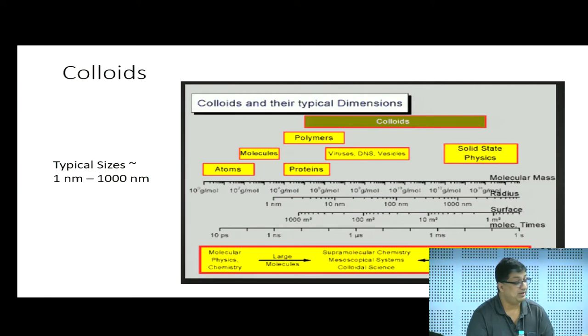Typically, sizes of 1 nanometer to 1,000 nanometers is what we would call colloidal substances. Some of the nanoparticles are in this range. You could have nanoparticles that are much smaller than traditional colloids, and there could be some nanoparticles that are in the same range as the colloidal particles. So it's a big range. Polymers, some viruses, some proteins, all of them tend to be like colloids. You could have smaller particles than them as well, but they're generally in the 1 nanometer to 1,000 nanometer range.